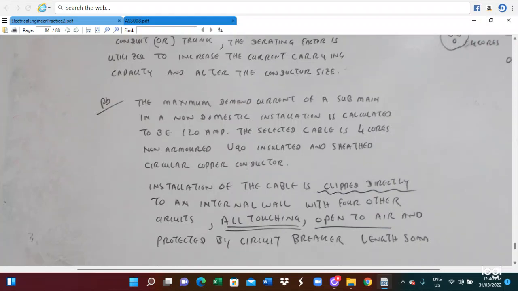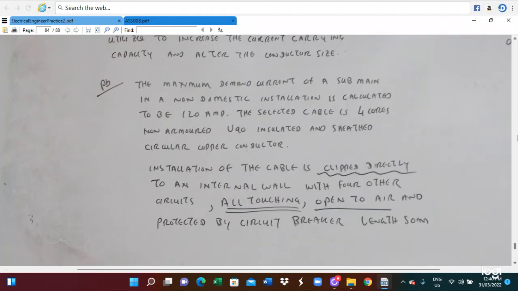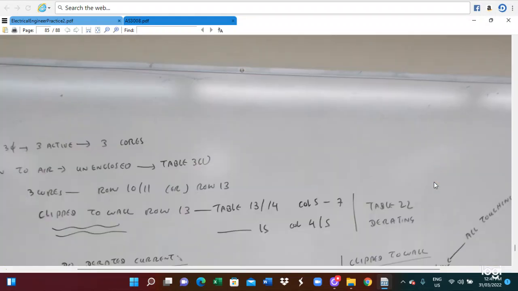The maximum demand current of the sub-main in the non-domestic installation is calculated to be 120 ampere. So this is the maximum demand current, 120 ampere. The selected cable is a 4-core non-armoured V90 insulated and sheathed circular copper conductor. The installation of the cable is clipped directly to the internal wall with 4 other circuits, all touching, open to air and protected by the circuit breaker. The length is 50 meters. So this is for this cable, and the 4 other circuits are connected together. They are touching, they are open to air, and they are protected by the circuit breaker. The length is 15 meters. So in this case, we have to find out.